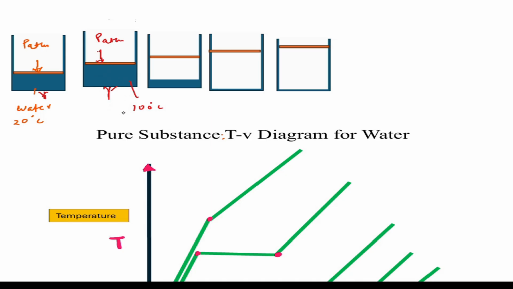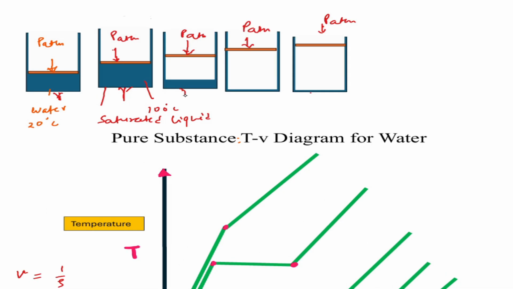This stage is called saturated. So it becomes saturated liquid. And we further heat it. So what will happen? Some liquid will convert into vapor. So here it's a vapor.